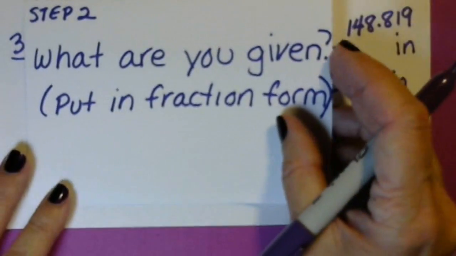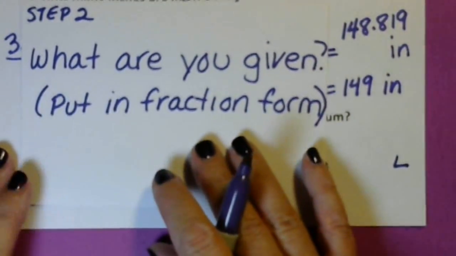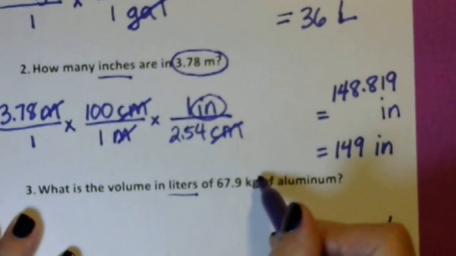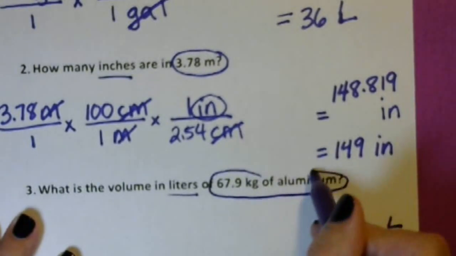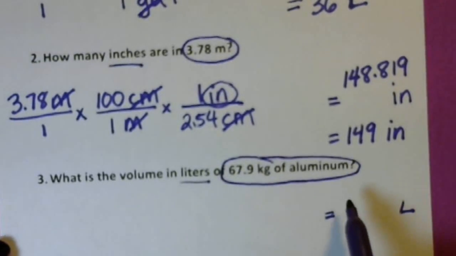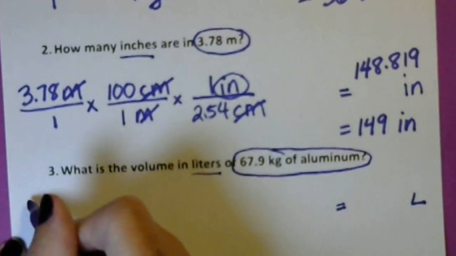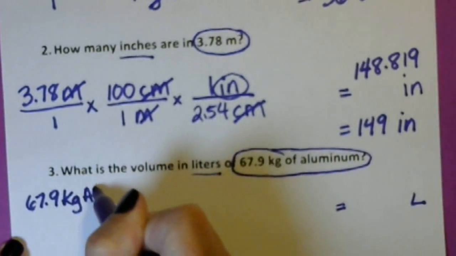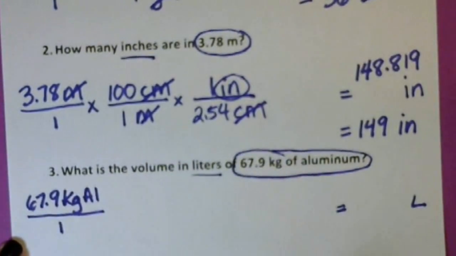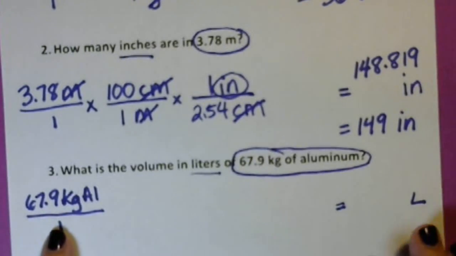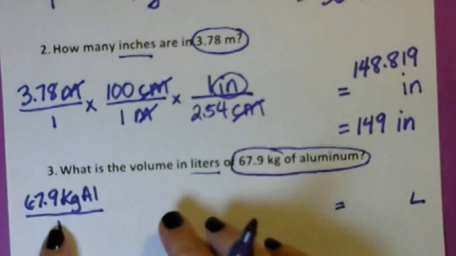Step 2, what are you given? And put it in fraction form. I'm given 67.9 kilograms of aluminum. Notice it tells me now what material I have. That may be important, so I'm going to keep that information. So 67.9 kilograms of aluminum, and I'm going to put that over the number 1 to make it a fraction. All right, so that's step 2. This is where we're going. This is where we're starting. Now I've got to plug in the middle.